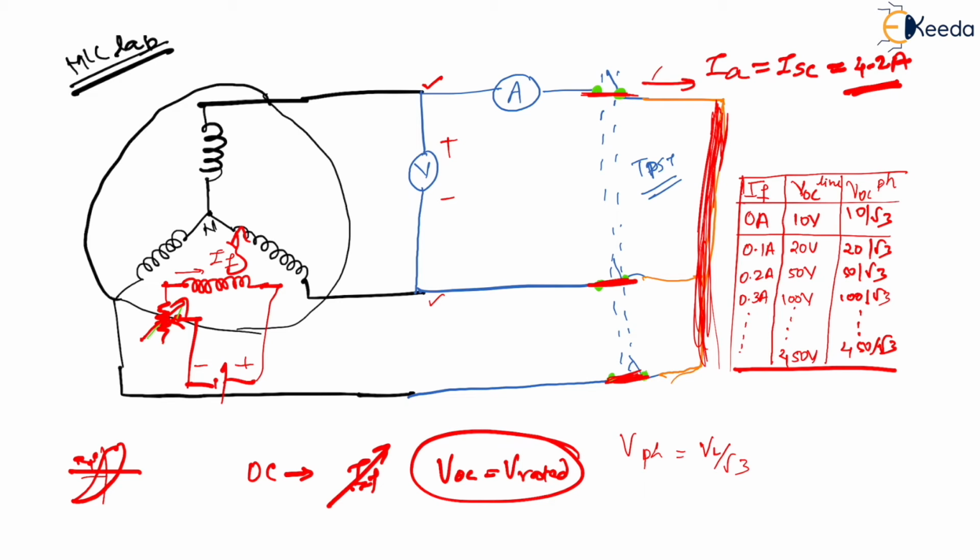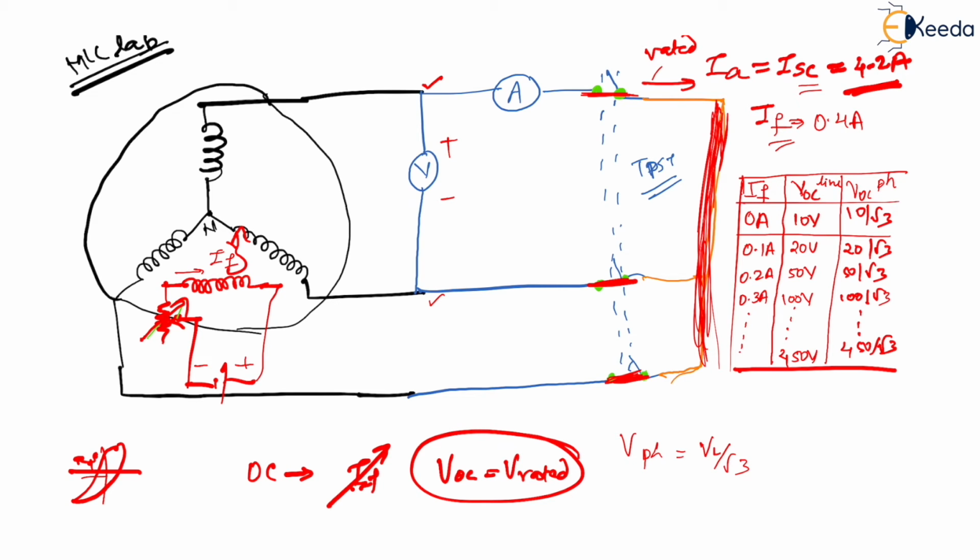Definitely ISC will also increase, correct or not? Yes. So what happens at some point at IF? At some point at IF, you get your ISC. For example, at IF of 0.4 ampere, you get your short circuit current, which is nothing but rated current only. Getting my point or not?